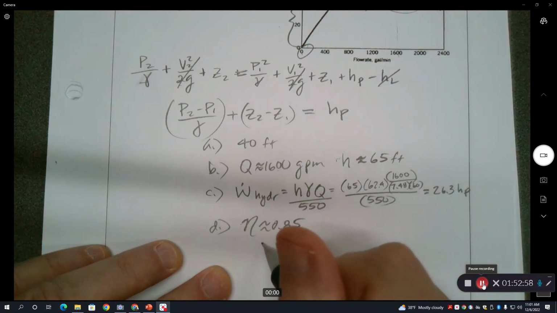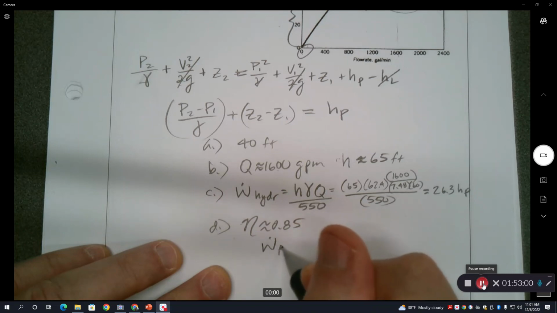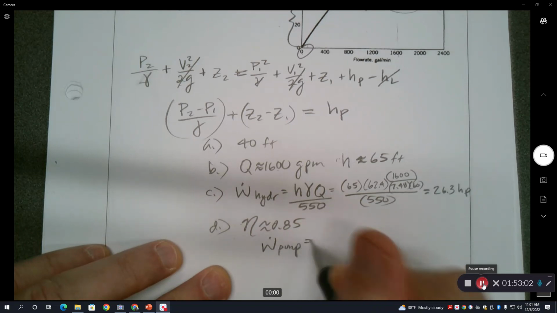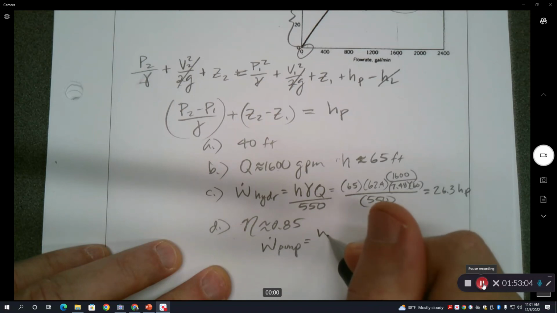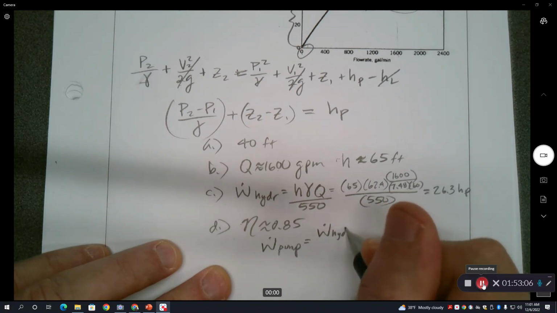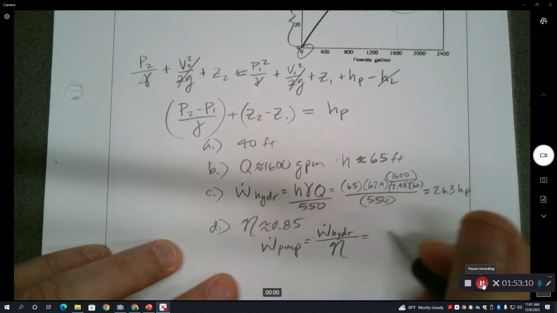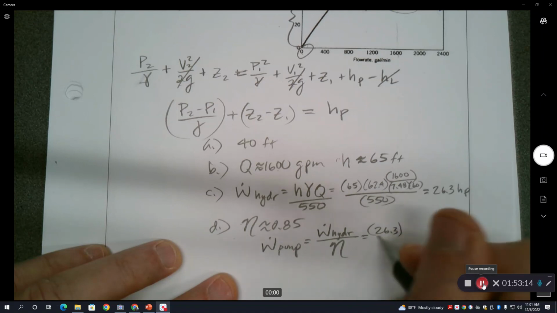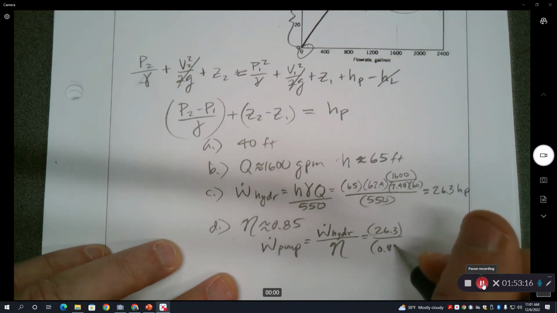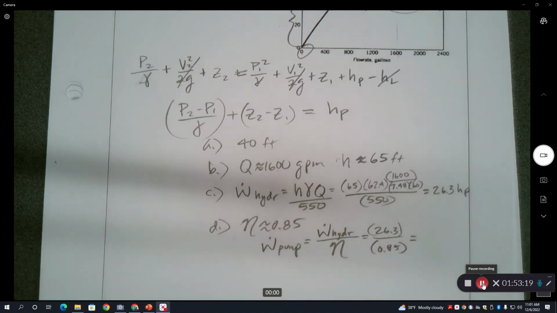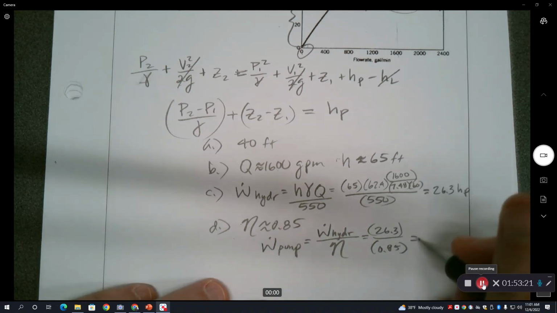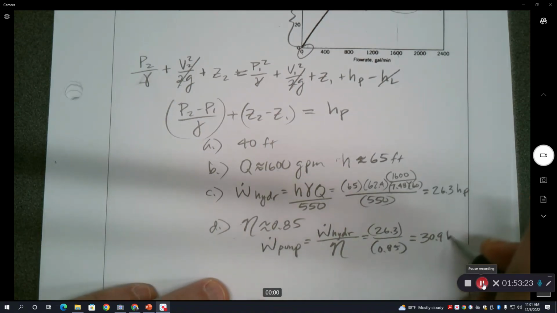So the pump power is going to be the hydraulic power divided by the efficiency. So you take the 26.3 divided by the 0.85 and end up with 30.9 horsepower.